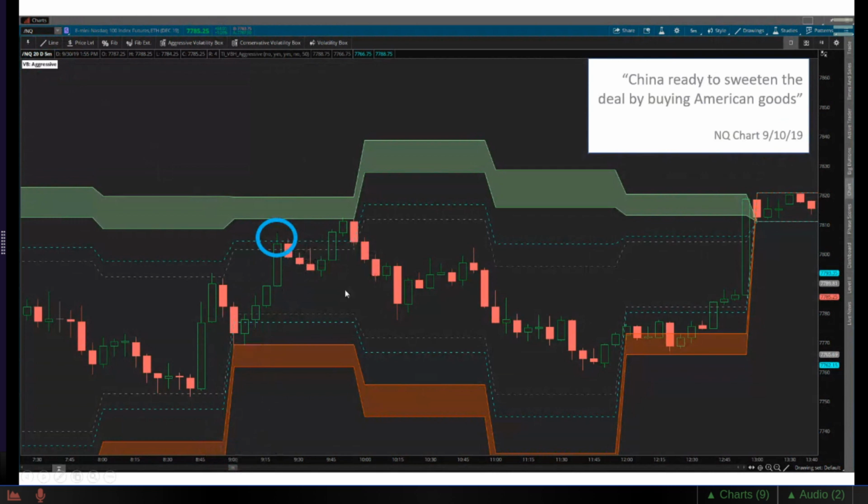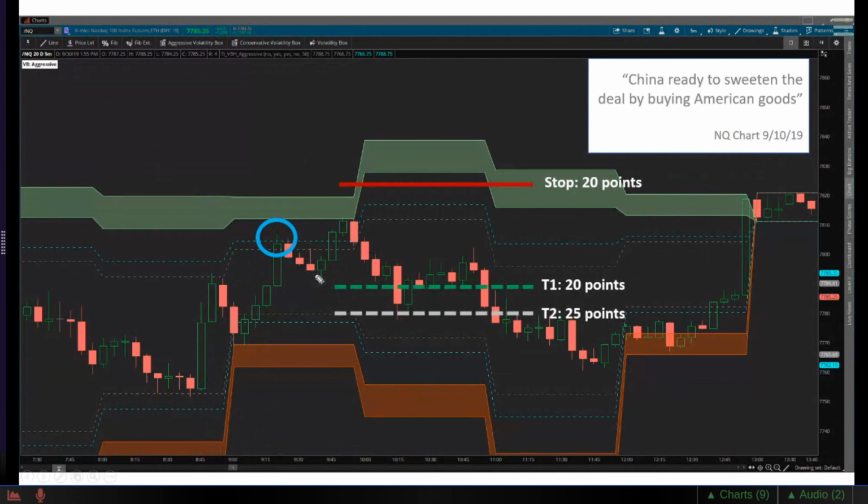Our stop, you guys should be able to guess this at this point, outside of the volatility box clouds, 20 points wide. Your first target, 20 points. Your second target is 25 points. In this case, your second target is a little bit lower. And just to explain why that is, we continue to make a higher high even after our entry. And as we made this higher high, our volatility box shifted. So our target lines went from essentially being right here all the way up to right here.